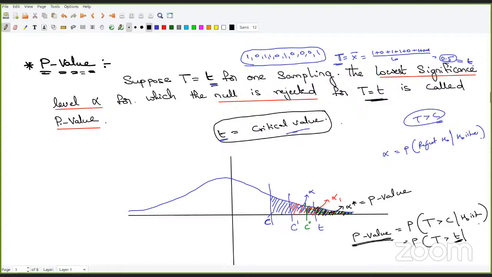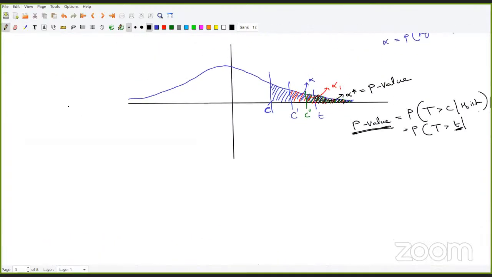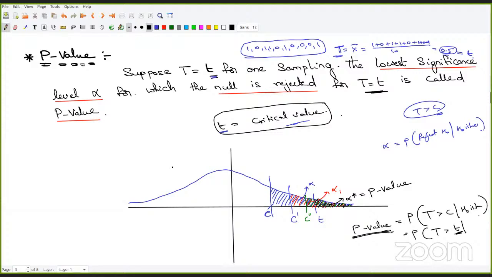Is capital T a random variable or a constant? Capital T is a random variable. For capital T to be a random variable, we have to have many samplings. Instead of choosing one particular sample output value, say sample 1, sample 1 can take any value.